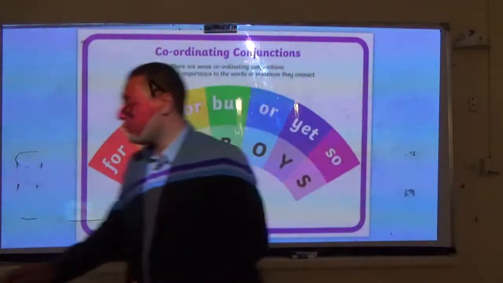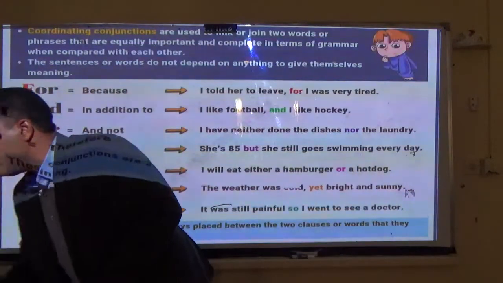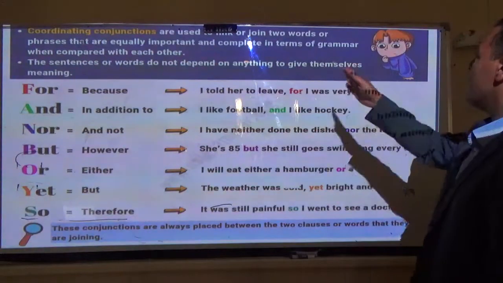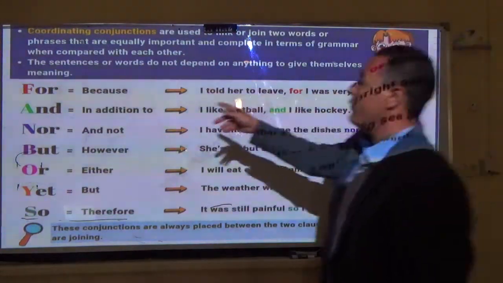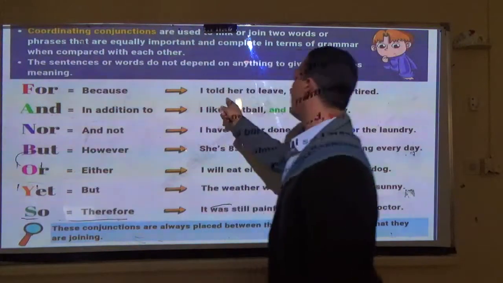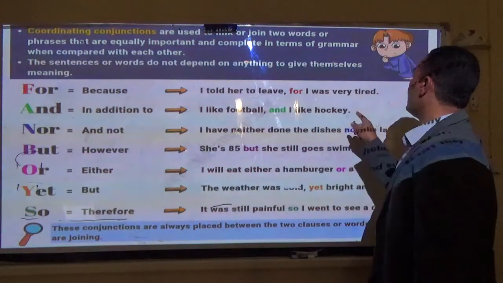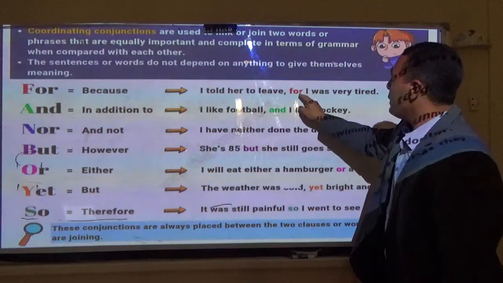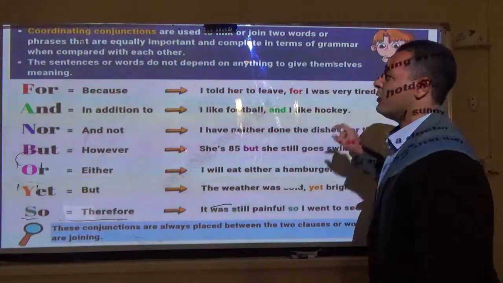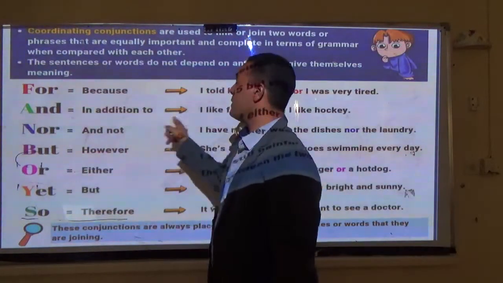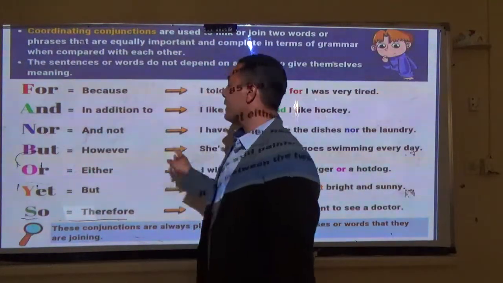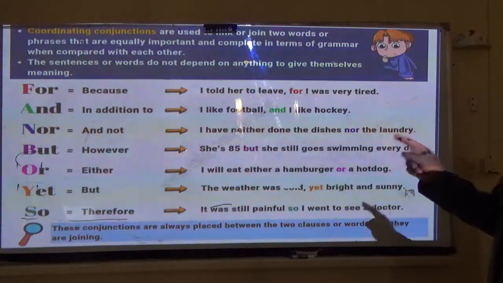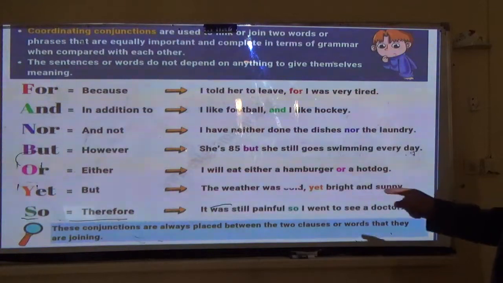Let's move to another exercise, coordinating conjunctions. Here, it gives the same idea. For equals because, like when I say, I told her to leave, for I was very tired. Here, for is a coordinating conjunction; I can remove for and write because. And equals in addition to, nor equals and not, but equals however, or equals either, yet equals but, so equals therefore.